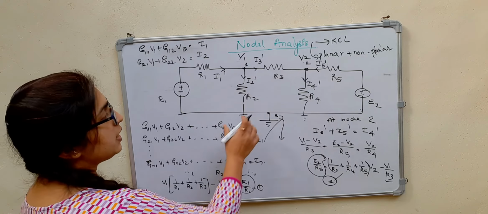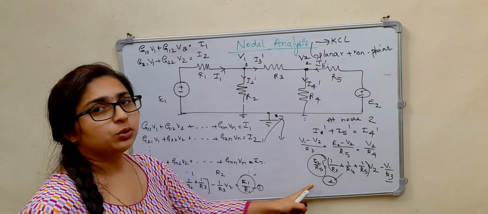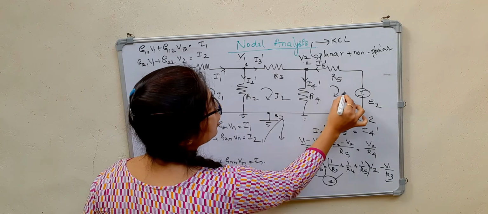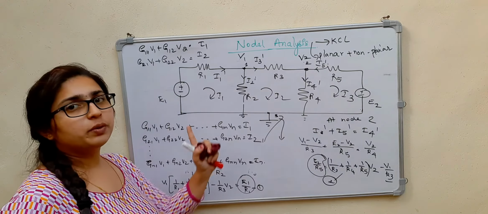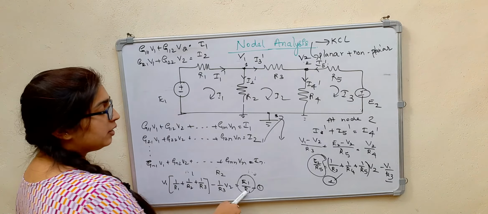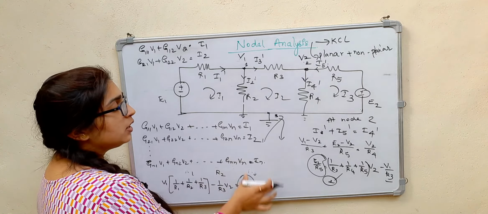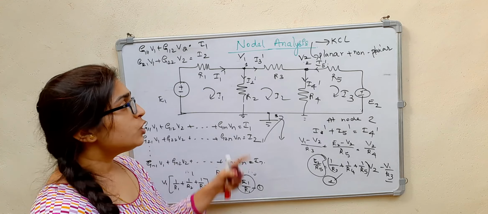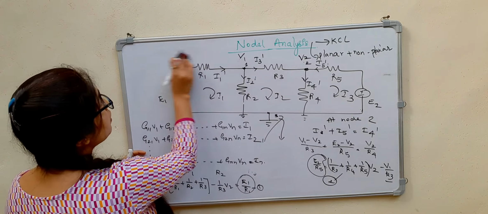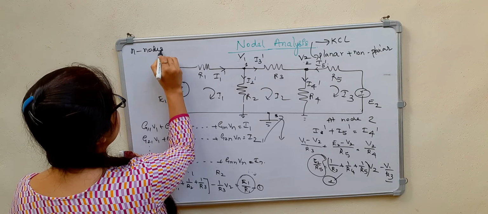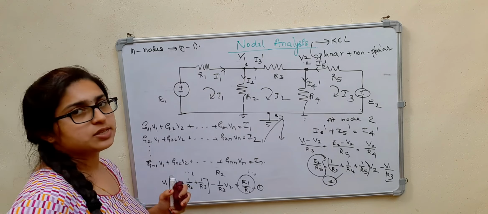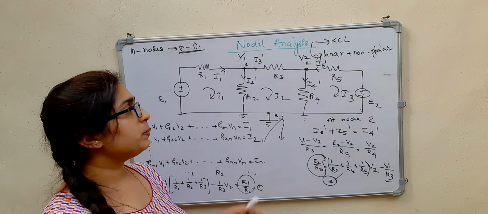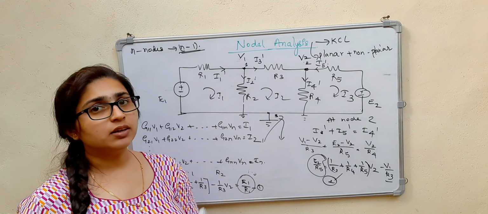Okay, in this case you can see we have only two equations, right? But in the case of mesh analysis, if you have I1, I2, I3, the unknown currents are 3, so we will have 3 equations to solve. But here we have only 2 equations. That means the number of equations will always be 1 less than the number of equations in the mesh analysis. So if you have n nodes, then you will have n minus 1 equations and n minus 1 node voltages. So the number of equations will be fewer in nodal analysis than in mesh analysis.